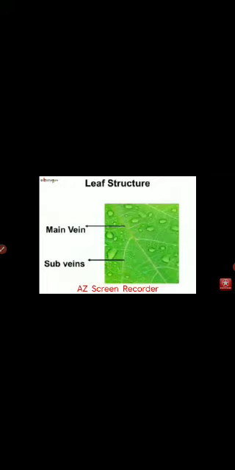How is water supplied to all the parts of a leaf? Let's find it out. Have you ever seen some lines over the leaf? These are tubes that supply the water to all parts of the leaf. Thick tubes are called main veins and thin tubes are called subveins.